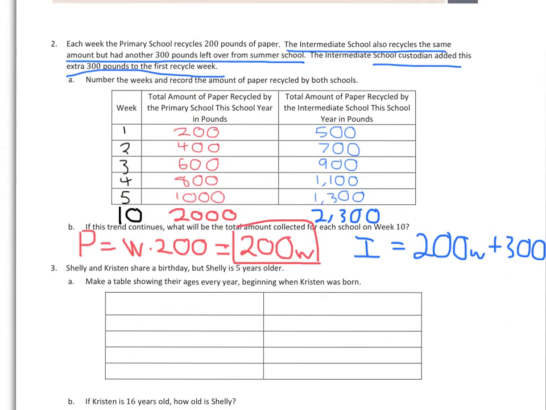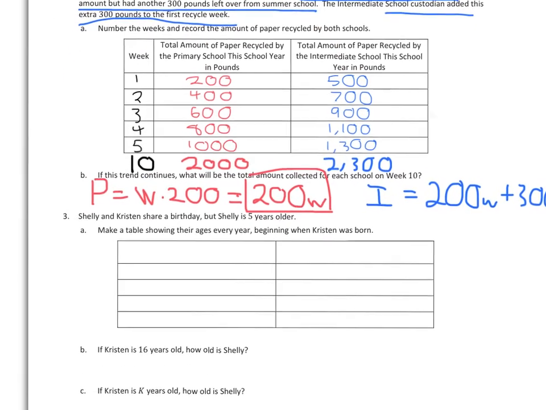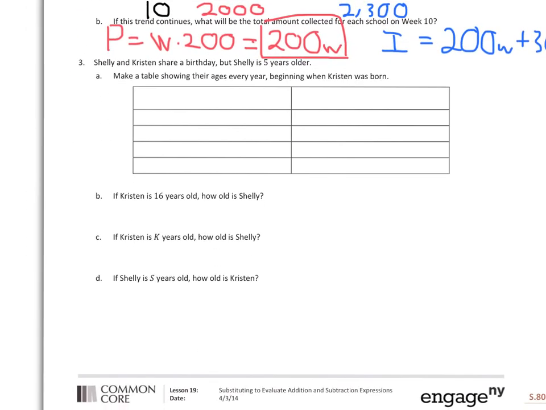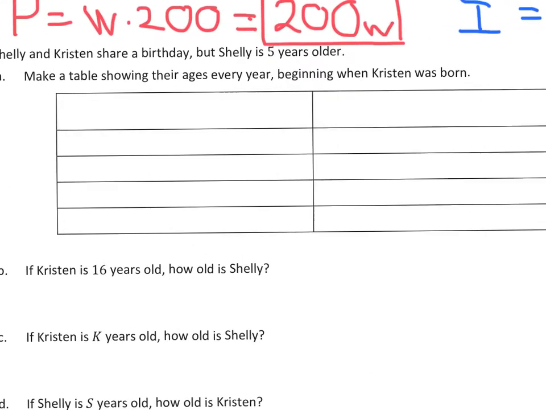Okay, moving on to the last one. Number 3. Shelley and Kristen share a birthday, but Shelley is 5 years older. Make a table showing their ages every year, beginning when Kristen was born. Okay, so first we can write their names in.